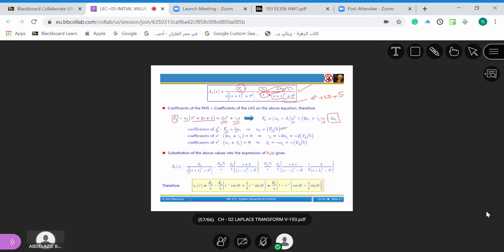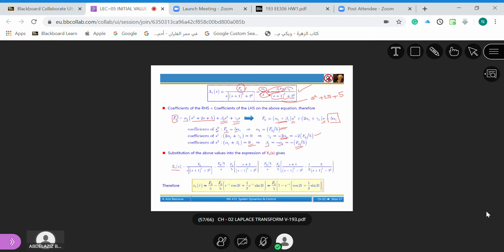Similarly, 2 alpha 1 plus gamma 1 is equal to 0. So gamma 1 will be minus 2 alpha 1. And then we have alpha 1 plus beta 1, the coefficient of s squared, is equal to 0. So beta 1 will be minus alpha 1, or minus f naught over 5. So we found all the coefficients in terms of alpha 1.